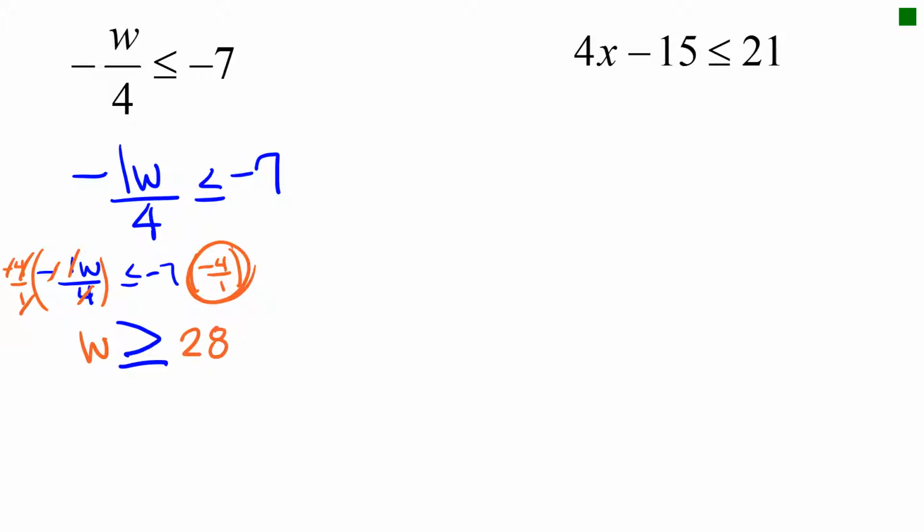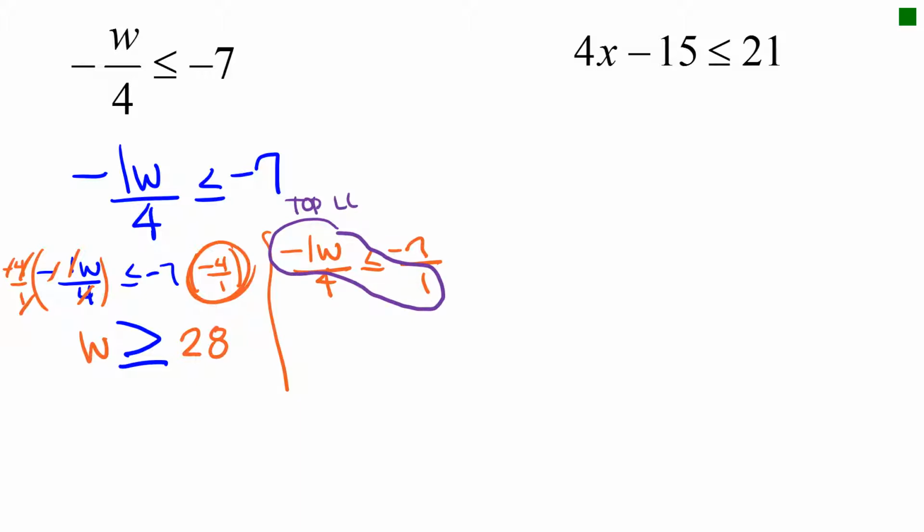when you multiply. Your other option is, you leave the negative 1W over 4, the less than or equal to. Turn negative 7 into a fraction so you have a proportion. Now when you do this, this is important, you've got to go from the top left to the bottom right. It has to go in that order. That's going to include the sign. So negative 1W times 1 is negative 1W. Bring down that sign. And then 4 times negative 7 is negative 28.